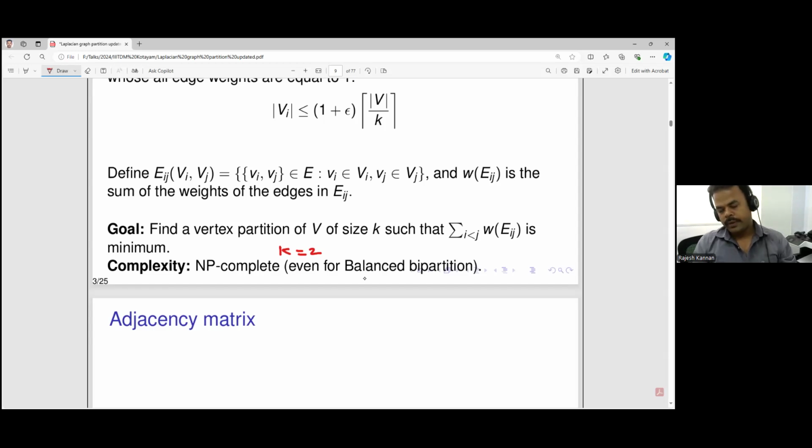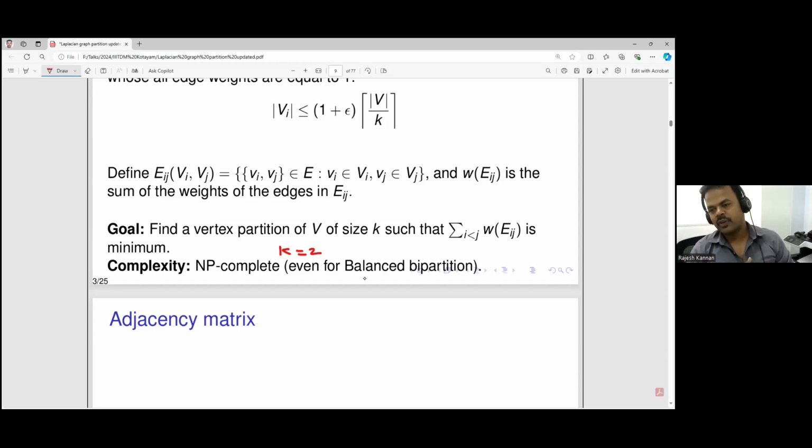When a problem is in the complexity class NP-complete, then those problems are really hard to solve. Suppose you can give a polynomial time algorithm to solve this type of problem, then you are going to show P equal to NP.